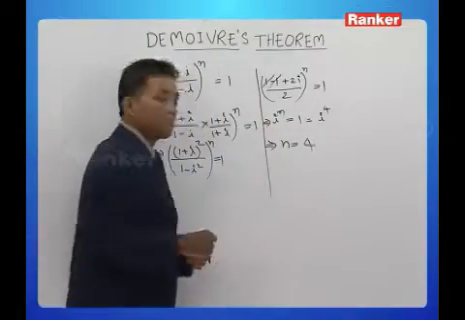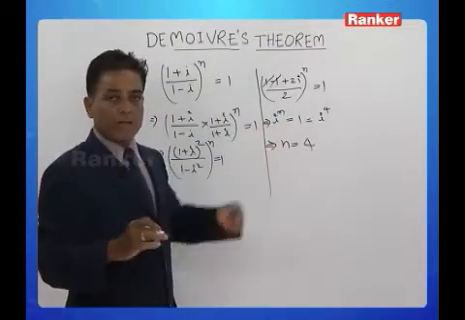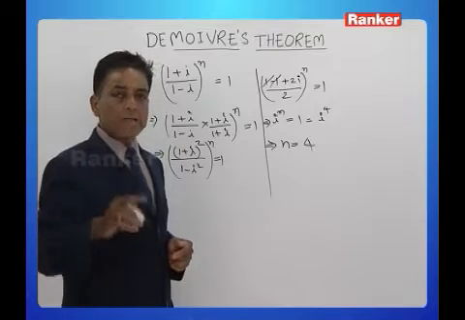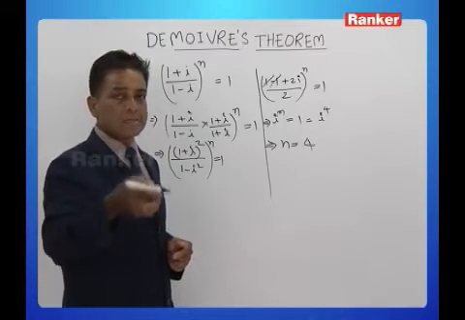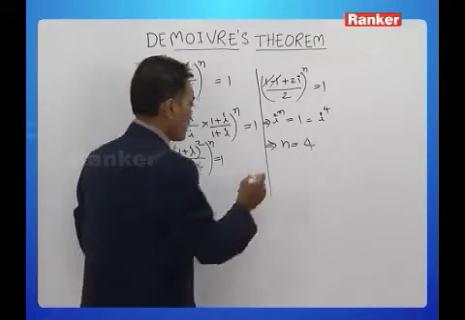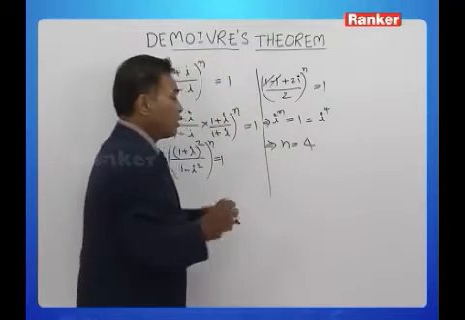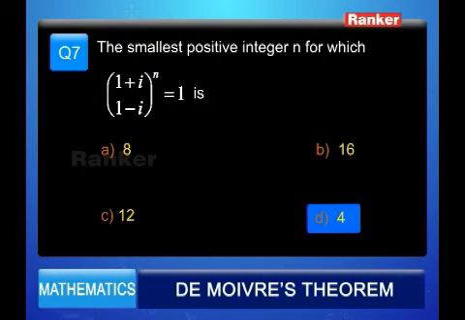Least integer value, of course multiples of 4 will give you the same answer, but among those the least value is 4, because 8, 16 are there in the options. They are also right, but they are asking for the least value. So the right answer is 4, the right option is D, the fourth option.